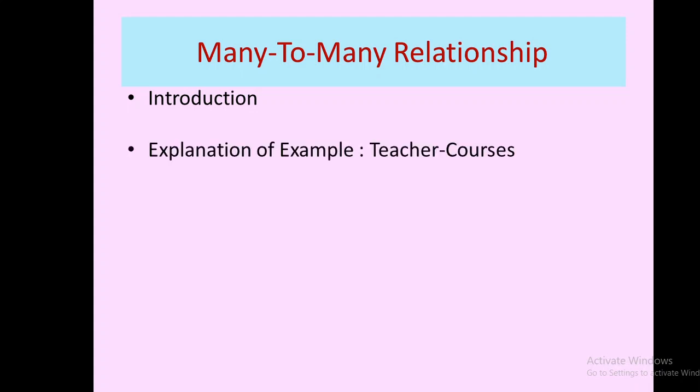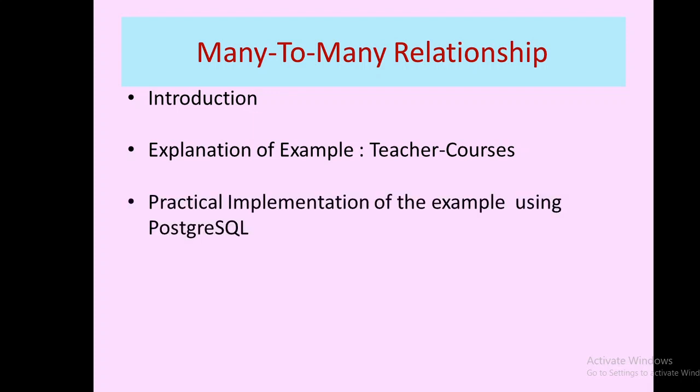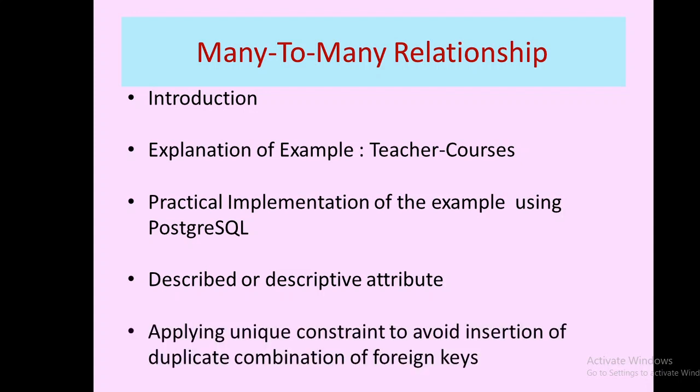After that, we will discuss about one example where teacher and courses are the two entities and these are related with many-to-many relationship. We will implement that example using PostgreSQL. Then we will see what is the significance of described or descriptive attribute in many-to-many relationship. At last, we will see that how to apply unique constraint to avoid insertion of duplicate combination of foreign keys in relationship table.